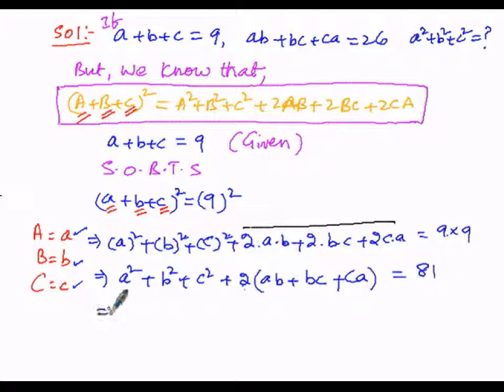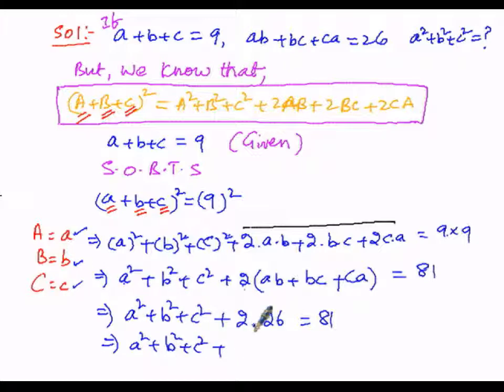Then that implies, we need a square plus b square plus c square. This must be written as it is: a square plus b square plus c square plus 2 into (ab plus bc plus ca). But the value of ab plus bc plus ca is given as 26, equal to 81. That implies a square plus b square plus c square plus 2 into 26, which is 52, equals 81.